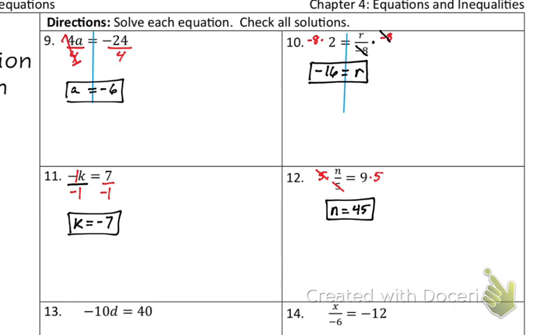Do the 13 and 14. Remember, when you're multiplying or dividing, you're multiplying or dividing by the exact number that's being attached to it. So your job is to do 13 and 14 right now.